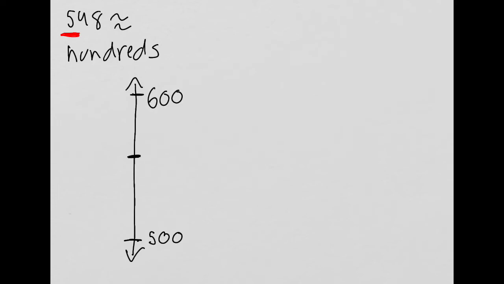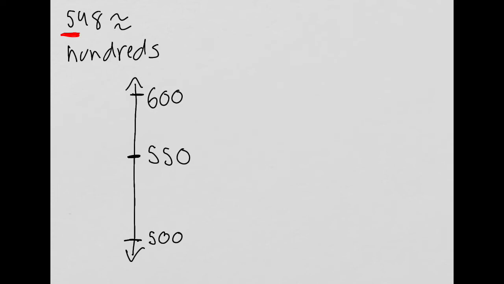What will help me is when I find my midpoint. So what is the number that's halfway between 500 and 600? Well, if I'm counting halfway between anything, it's going to be that 5. So halfway between 500 and 600 is going to be 550. 50 is half of 100.